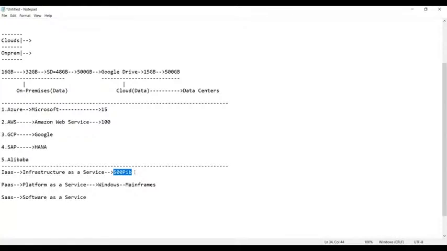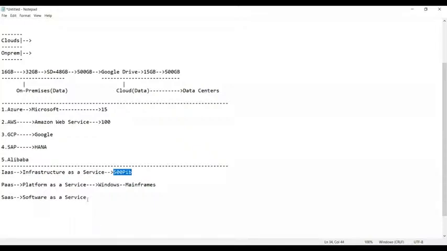So now, guys, you need not worry about the license. You need not worry about the storage. Everything will be taken care of by them. Simply what we need to do, we require a laptop and connectivity to the internet. That's it. We can start working on it.